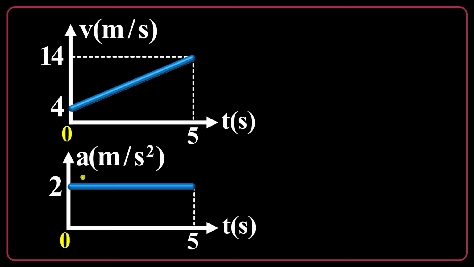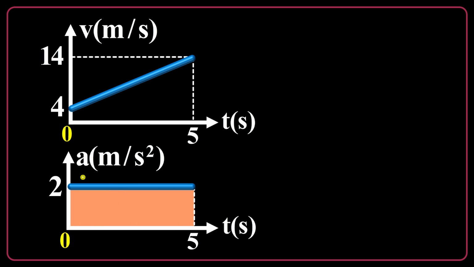Okay. Let's continue with something very interesting. Suppose that I'm gonna find the area under the acceleration time graph, means the area confined between the acceleration graph and the horizontal axis, the t-axis. This is a rectangular area, so width, which is 5, times the height, which is 2, will be 10. So the area under the graph is 10.